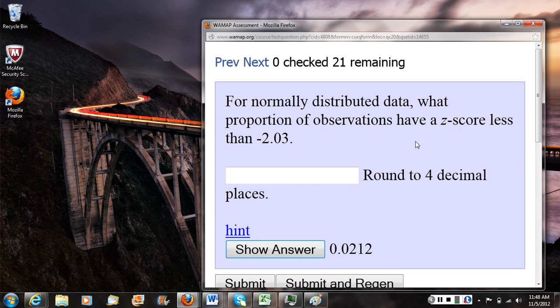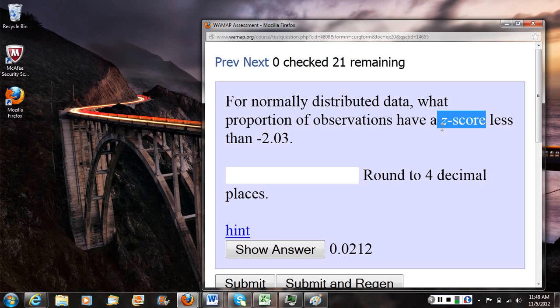So let's take a minute and notice the vocabulary here. They're telling us a z-score. Whenever we see that variable z used in statistics, it's an indication that the normal distribution we're looking at has mean 0 and standard deviation 1. So we'll use that information when we're drawing our picture in a moment.